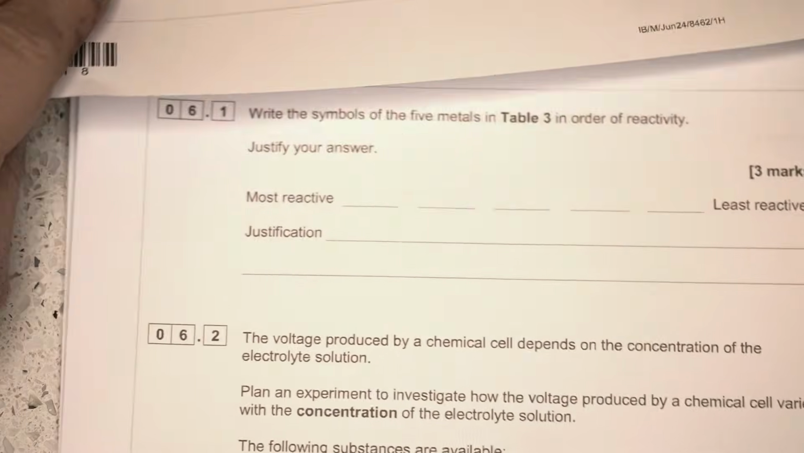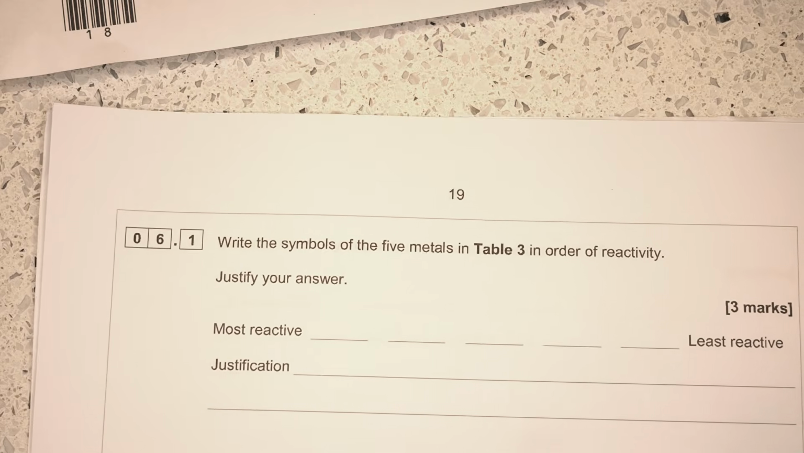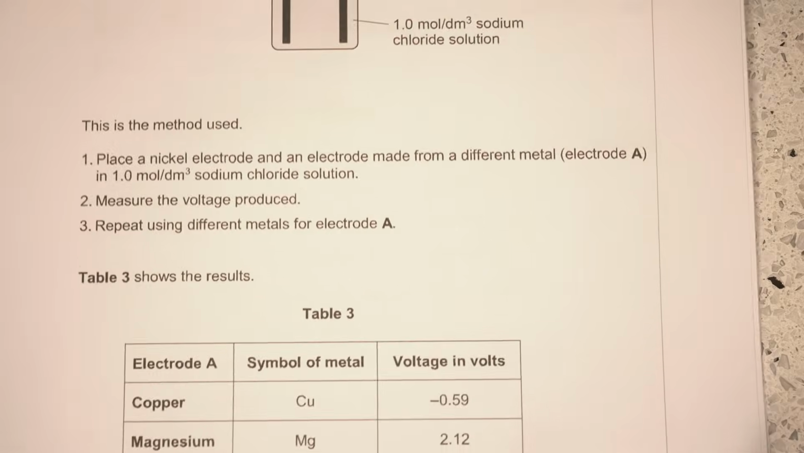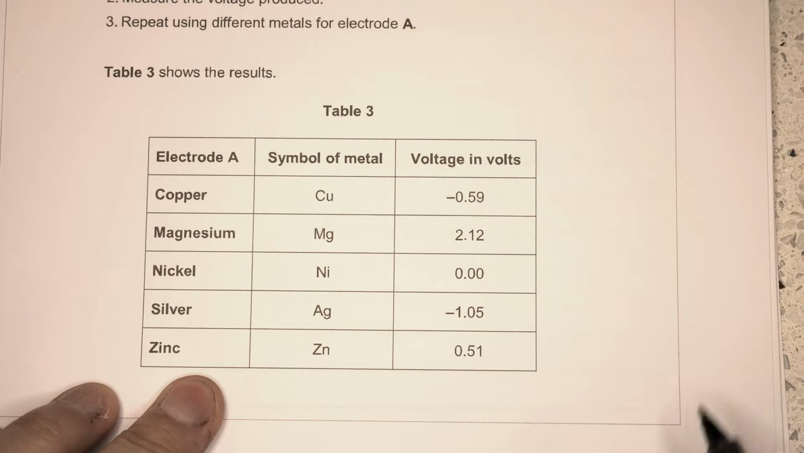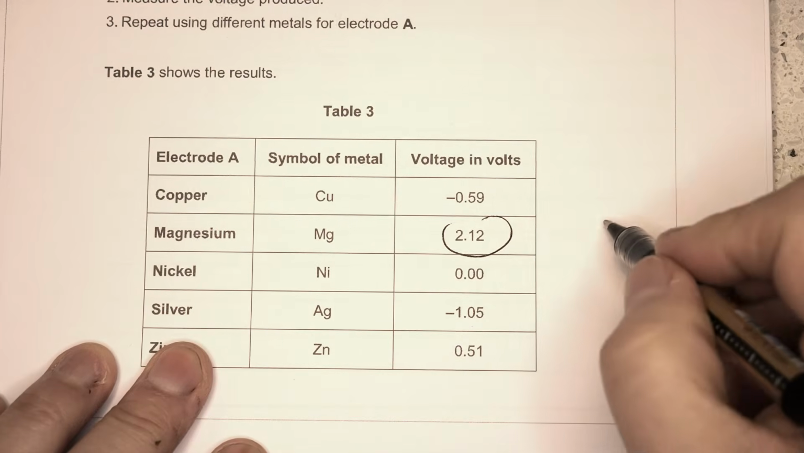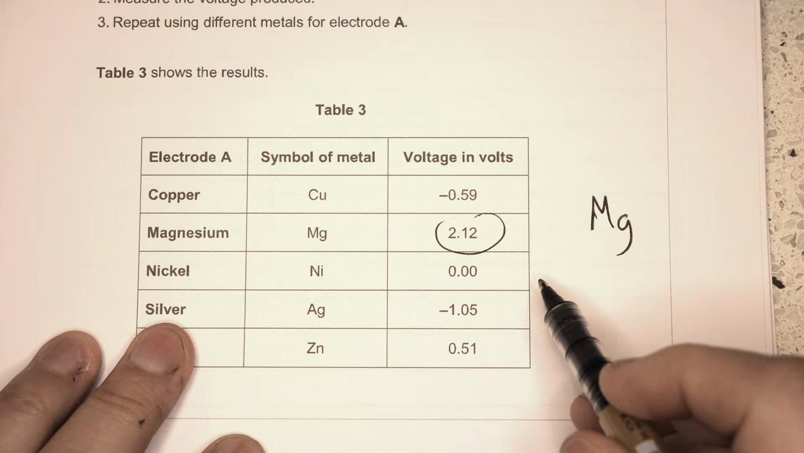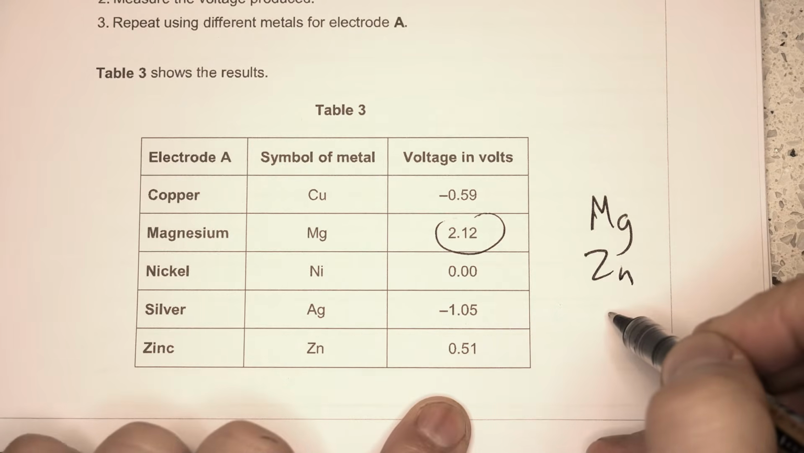And the next question says, write the symbols of the 5 metals in the table in order of reactivity. So if I just have a look at the table and write it next to it so that we can see what we're looking at, it's going to be magnesium first because that's got the highest voltage. Then the next highest is going to be zinc, as that is 0.5.